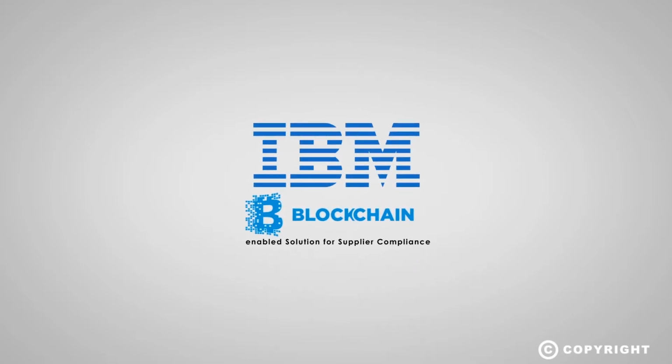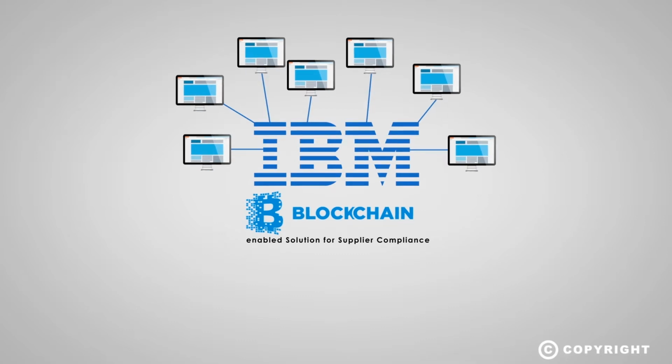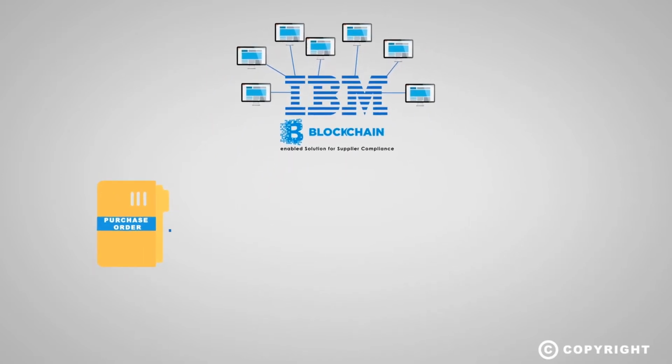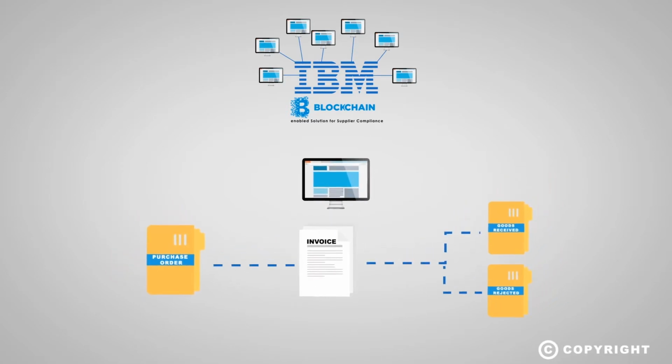The IBM blockchain-enabled solution for supplier compliance leverages distributed ledger technology to bring complete visibility of an invoice over its entire life cycle in a trusted manner. The life cycle includes purchase order, goods received notice, rejections, payment, etc.